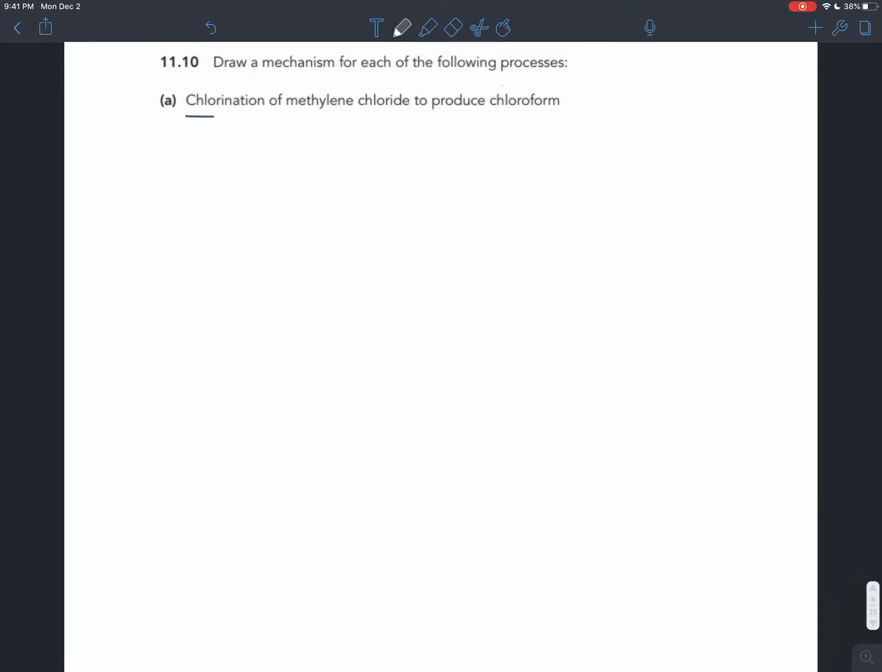So they're asking you to do chlorination of methylene chloride. Now, methylene chloride is dichloromethane. So one carbon, meth, all single bonds, ane, and dichloro, that means you have two chlorines on your molecule. The other two bonds will be to hydrogens. So that is methylene chloride. And they want to chlorinate that, and they're going to use a radical mechanism.